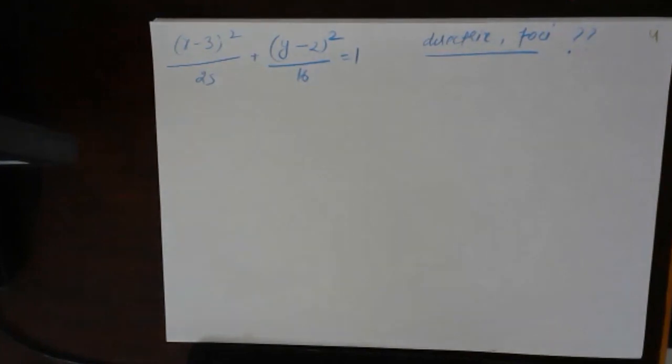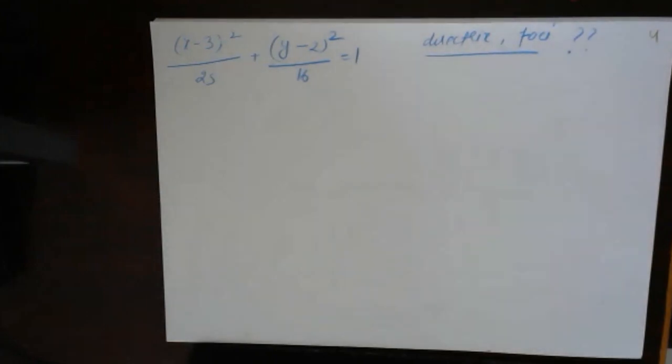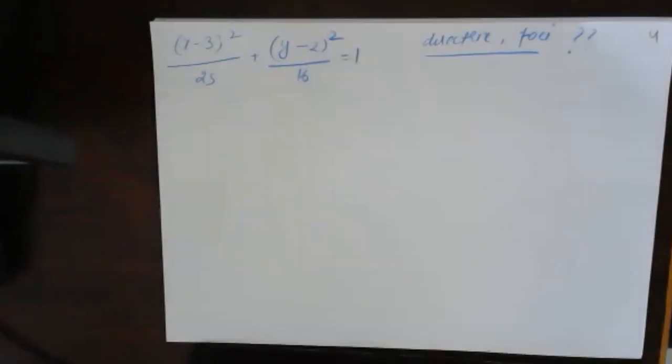Foci is 0, 0 and 6, 0. And directrix is, yes, I think it is correct actually. Yes, 0. No, 0. Not 6, 0. 6, 2 and 0, 2. 6, 2 and 0, 2. Because the y-axis will also show.